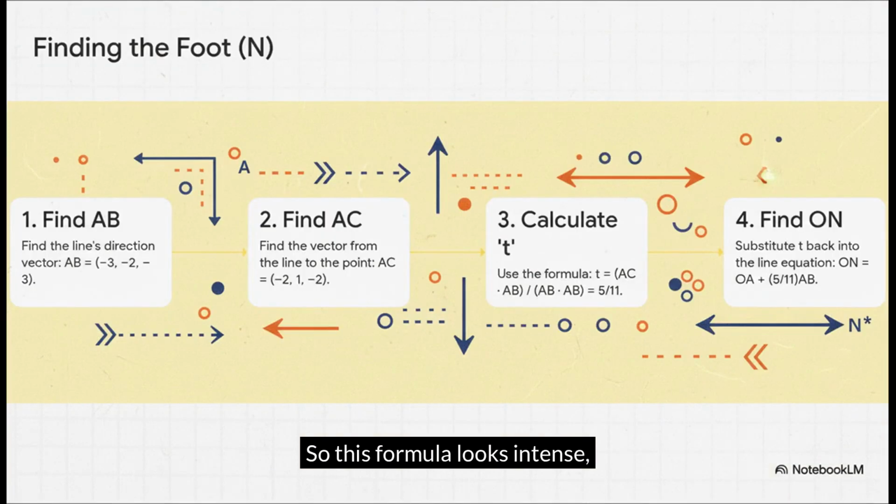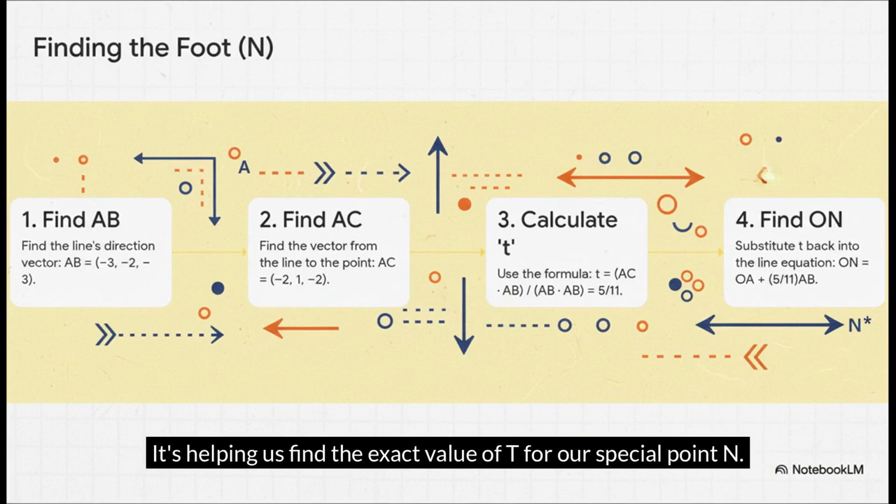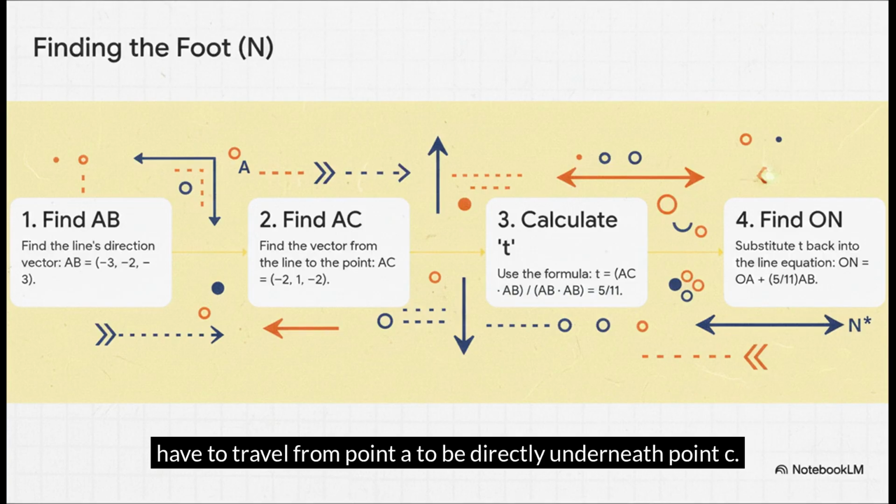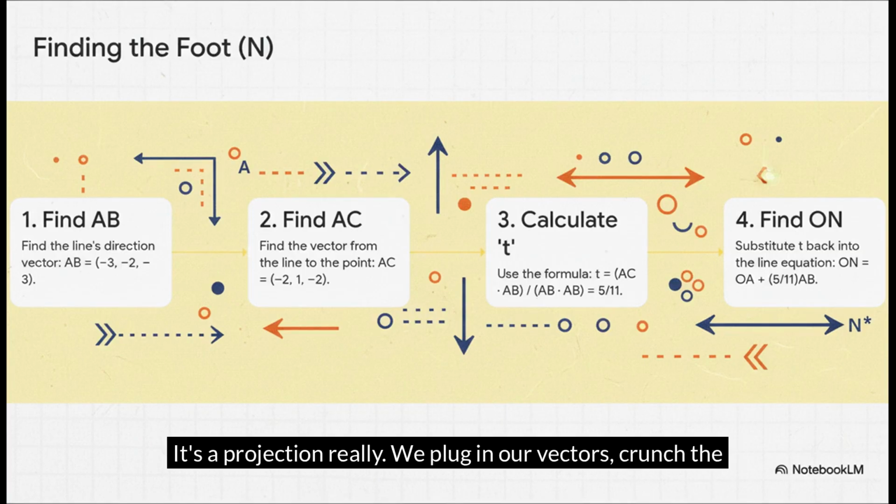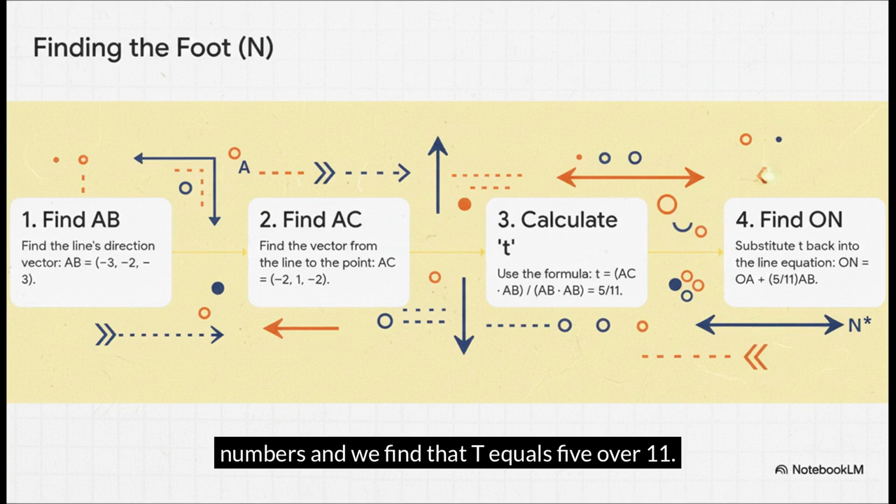So this formula looks intense, but here's what it's actually doing. It's helping us find the exact value of t for our special point N. It uses dot products to figure out how far along the line AB we have to travel from point A to be directly underneath point C. It's a projection, really. We plug in our vectors, crunch the numbers, and we find that t equals 5/11.